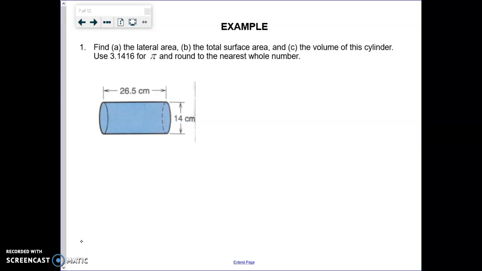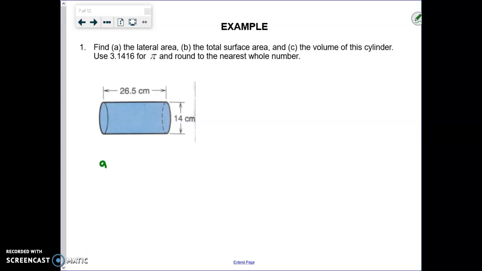So if you want to go ahead and try this, just pause the video and see if you can do it. If not, you can go through here with me and we'll do this together, and you can then do some practice exercises on your own. So let's start off first with lateral area, okay?